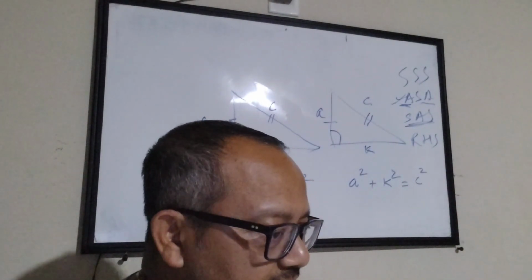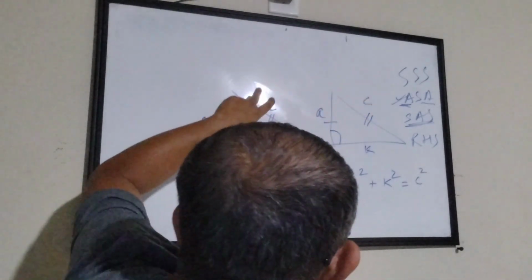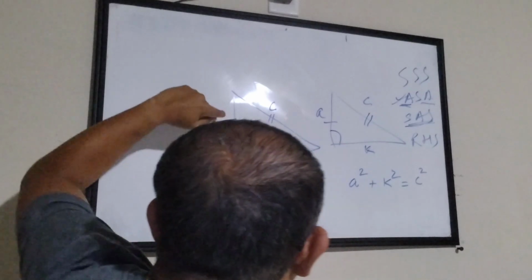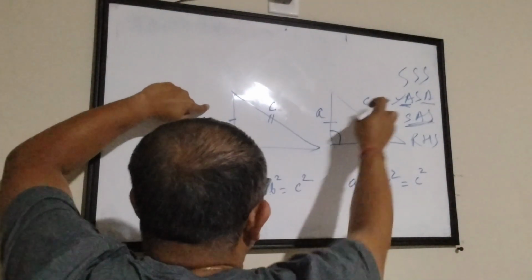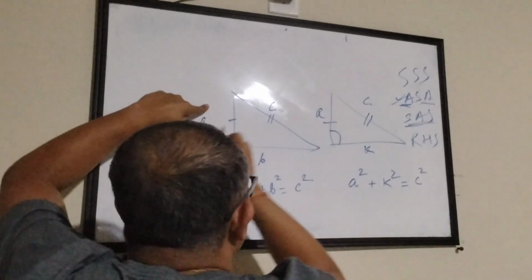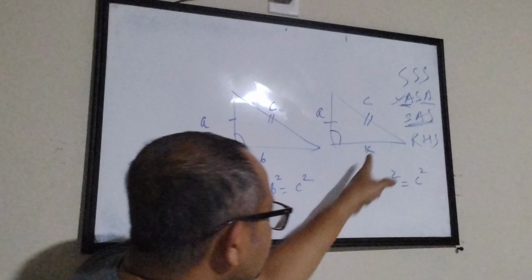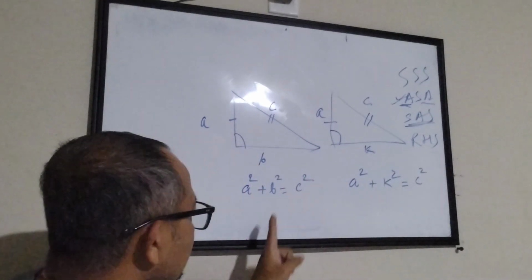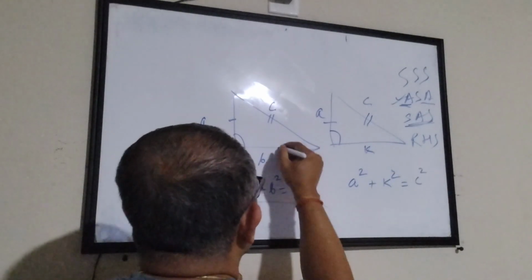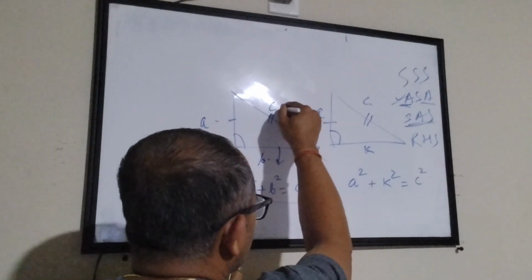So in these two right angle triangles, what we are saying is hypotenuse is same and one of the sides is same. So this is C, then this is C. This is A, this is A. This one let's say B and this one let's say K. We are trying to see if these two are same or not. See, from this triangle we see A square plus B square equals C square as per the Pythagorean theorem.